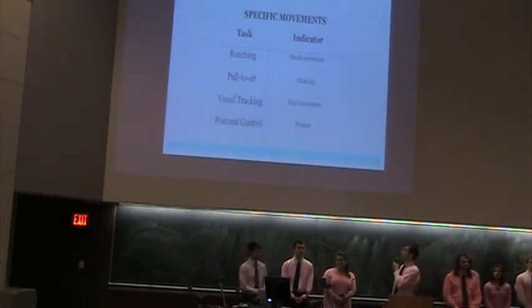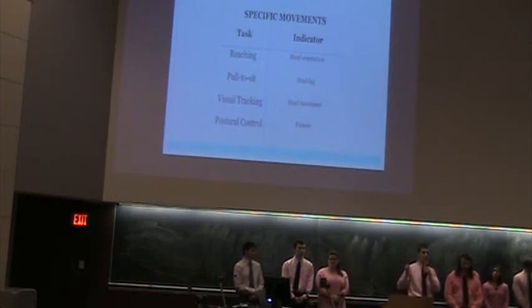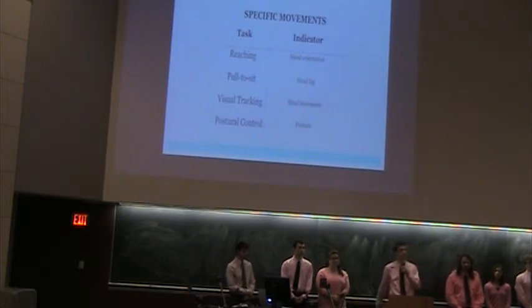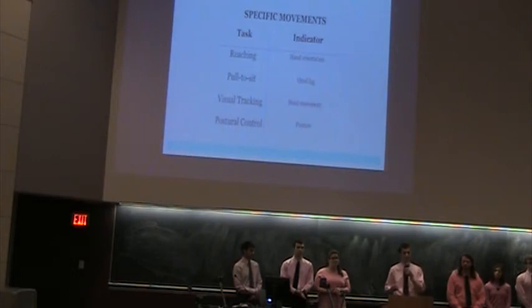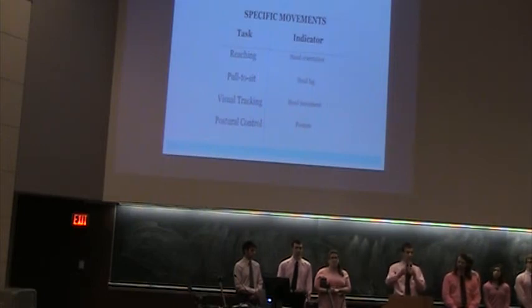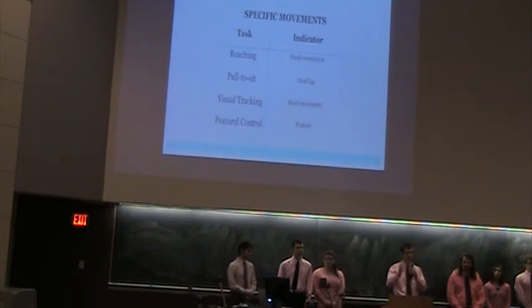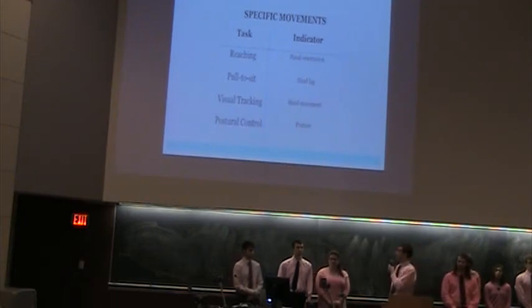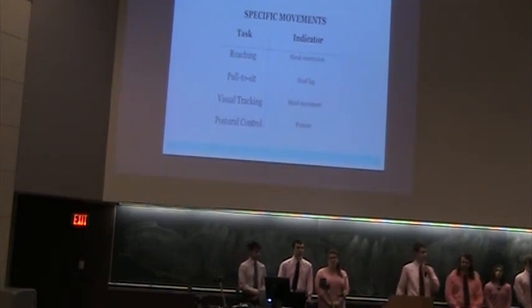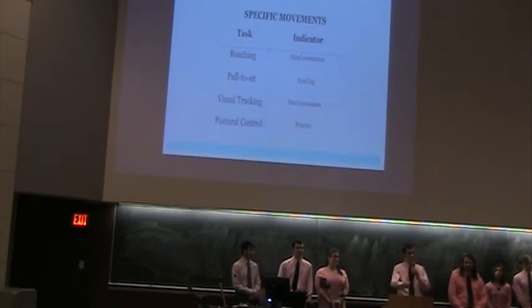So in our reaching task, we will have the infant reach for a toy in front of him or her, and we'll measure the hand orientation relative to the toy. And we're going to present the infant with a cylindrical toy in both a horizontal and vertical orientation to control for if they just reach for the toy the same way all the time. In pull to sit motion, we will be pulling the infant from a supine to a sitting position and measuring degrees of head lag.